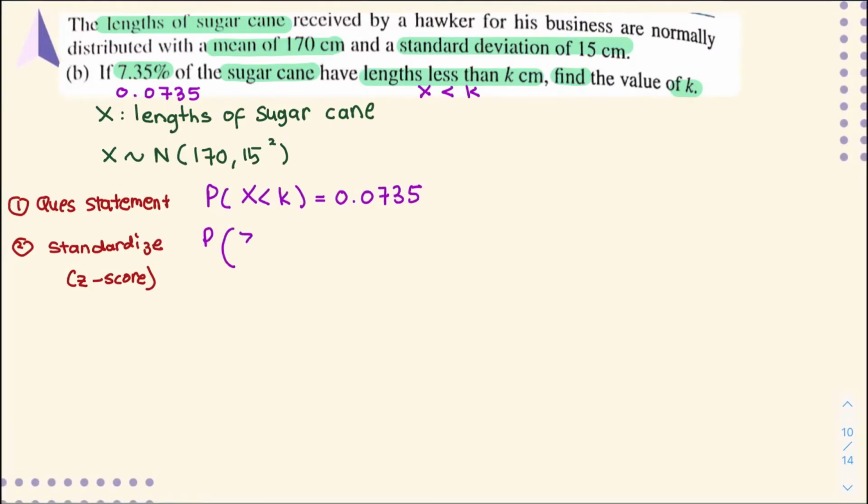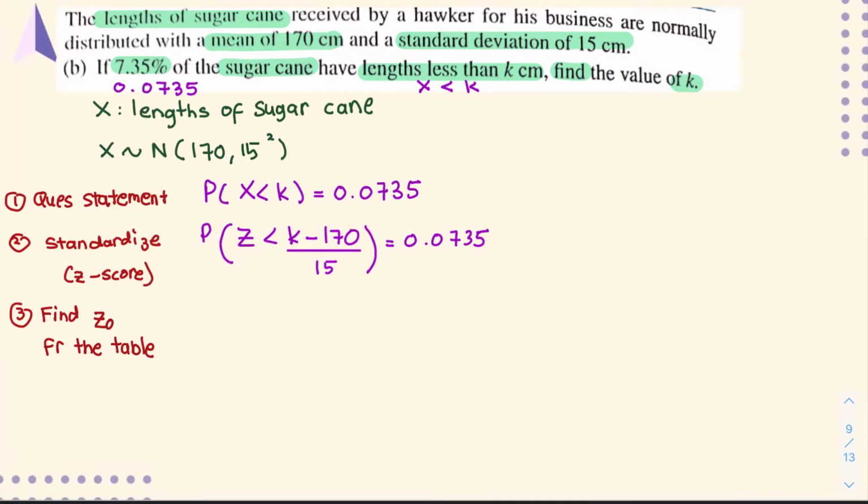From P(X) you change to Z, becoming P(Z < (k minus your mu, which is 170) over the standard deviation sigma, 15), which should be equivalent to 0.0735. Alright, now the third step is you find your z-note from the table. Now z-note comes from this part, where (k minus 170) over 15, you change to an unknown, and I name it as z-note.